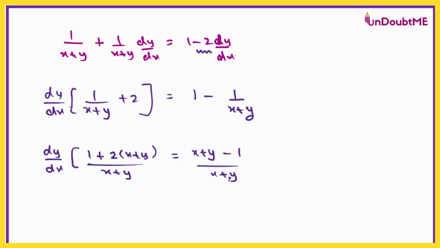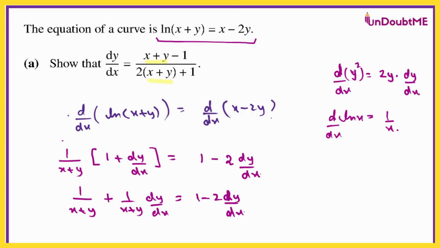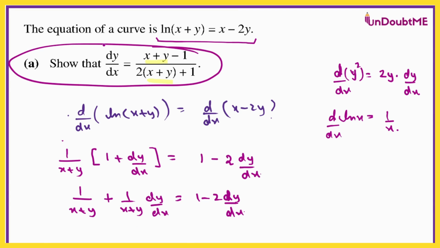Now we have x plus y in both denominators that can be cancelled, and we are almost sorted. So on the right we have x plus y minus 1, and this term, 1 plus twice of (x plus y), will go down over here, so it will be 1 plus twice of (x plus y). Whether you write twice of (x plus y) plus 1 or this, it is the same, and that is what they were asking, so hence proved.